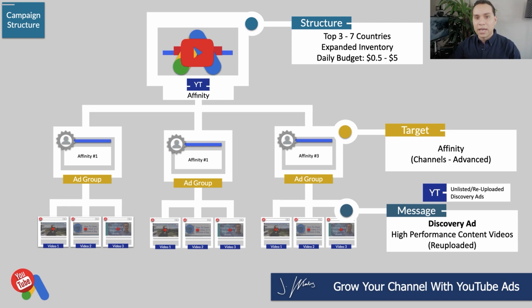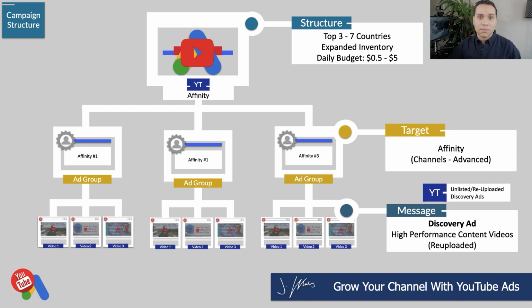Now here's a rundown of the campaign we're going to be building today. We're going to be making one YouTube ads campaign targeting the top 3 to 7 countries that represent your ideal viewer. Then we're going to be using expanded inventory. Your budget can be anywhere from 50 cents a day. I know that sounds ridiculously small, but yes, you can run campaigns for 50 cents a day and they will still work. It will just take longer to get views and subscribers and enough data to make decisions, right? But you can be in the advertising game for as little as 50 cents per day. You can even go 25 if you're really on a tight budget. So 50 cents to $5 a day.